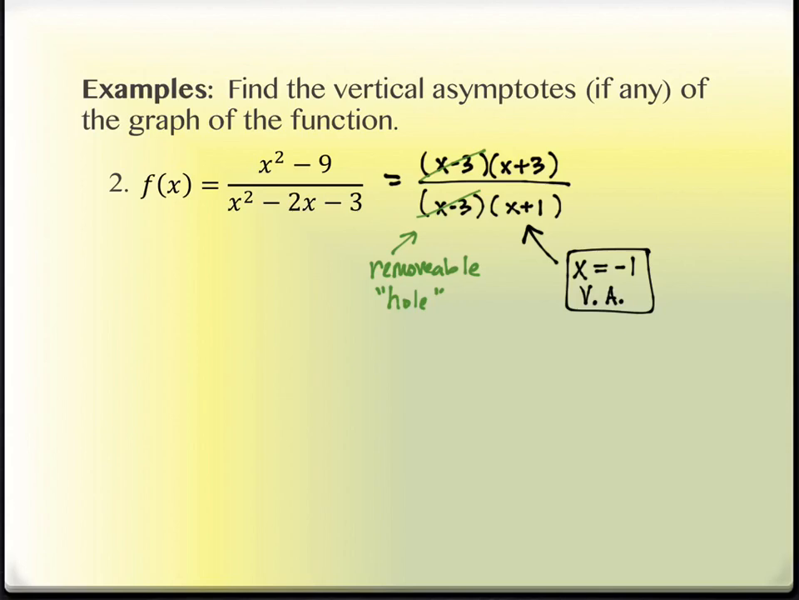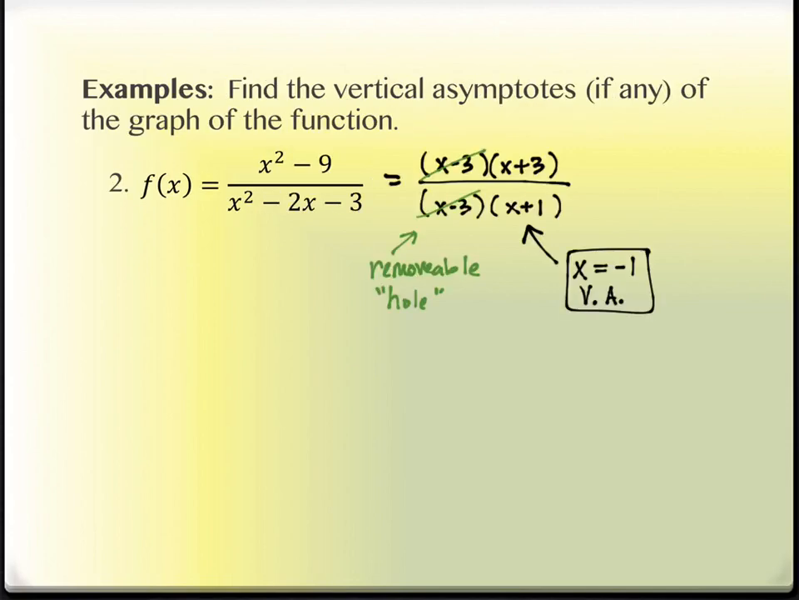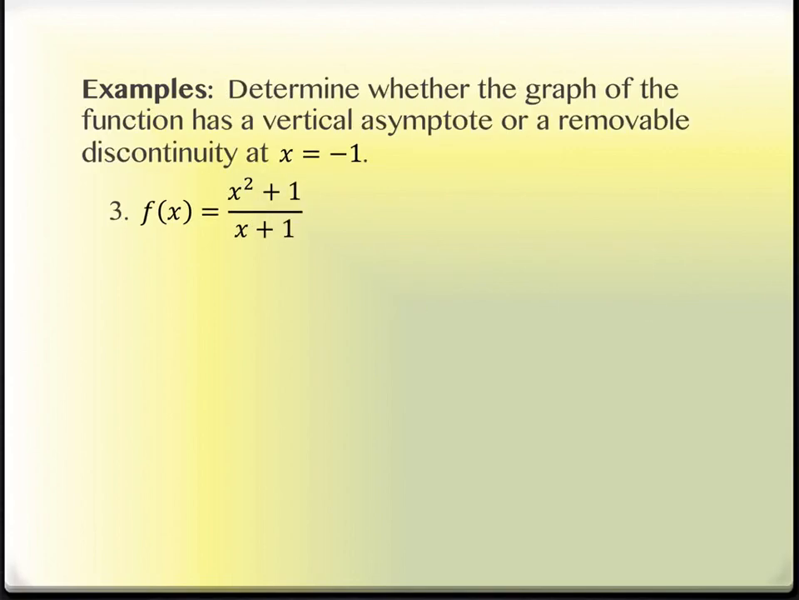Okay, let's do another one. We're going to determine whether the graph has a vertical asymptote or a removable discontinuity, much like the questions before, and from the last section, in fact. And it specifically asks us at the point x equals -1. So on this one, if I were to attempt to try and factor like I did here, what's going to happen?